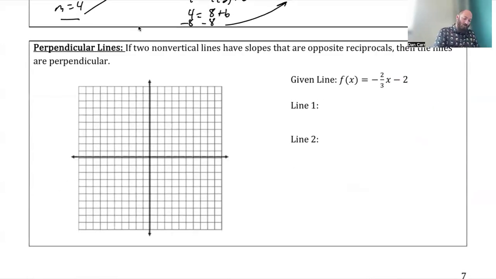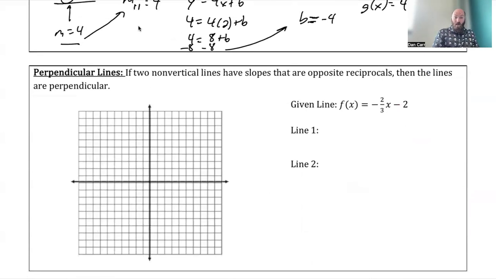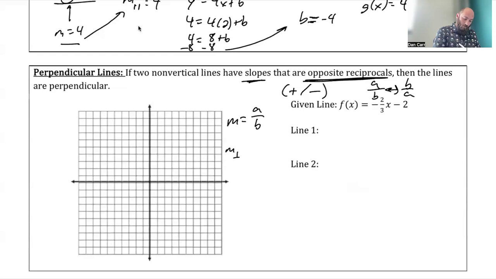Okay, perpendicular lines. The key here for perpendicular lines is that two non-vertical lines have slopes that are opposite reciprocals. Opposite means that we have one positive slope, one negative slope. And then reciprocals means my fraction a over b is the reciprocal of b over a. So if I'm given a slope as a over b, my perpendicular slope is negative b over a in this case.